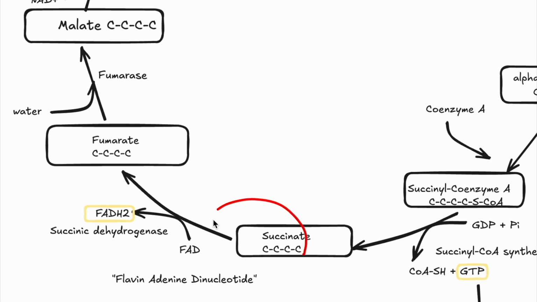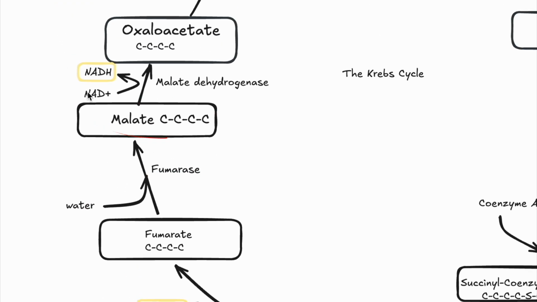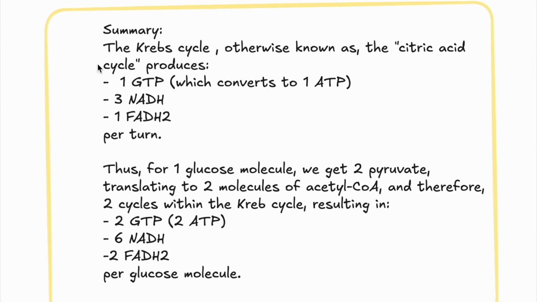Succinate, which has its coenzyme A already removed from the previous reaction, will react with succinate dehydrogenase to turn FAD, which is flavin adenine dinucleotide, to FADH2, which gives you fumarate. And then fumarate will react with fumarase to make malate. Malate will react with malate dehydrogenase to turn NAD+ to NADH to get back to oxaloacetate. And there's your Krebs cycle. In summary, the Krebs cycle, otherwise known as the citric acid cycle, produces 1 GTP, which converts to 1 ATP, 3 NADH, 1 FADH2 per turn.